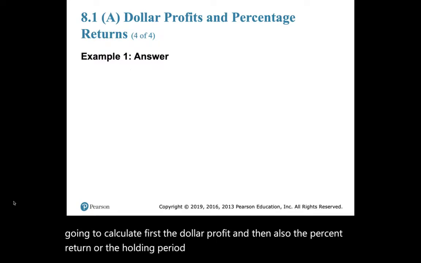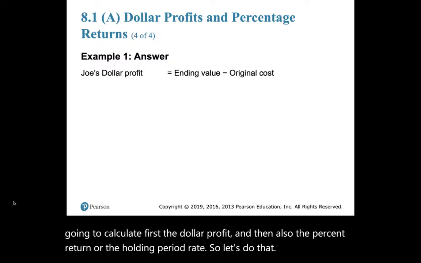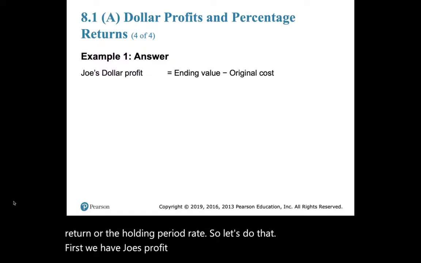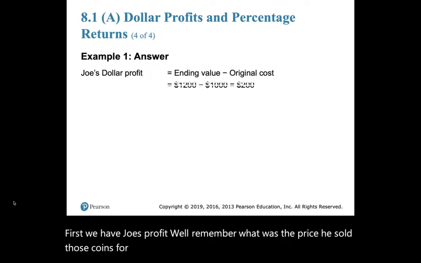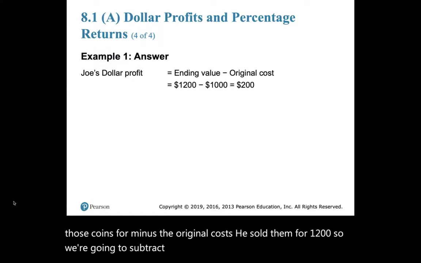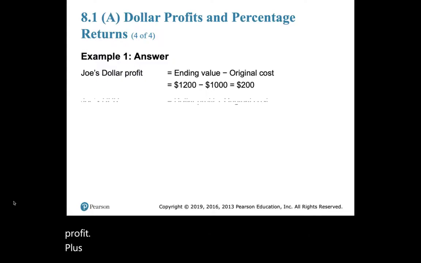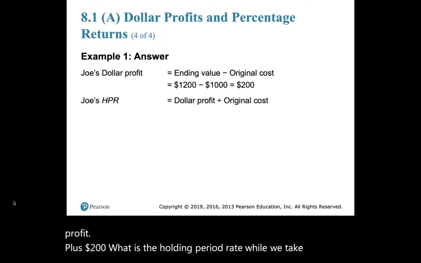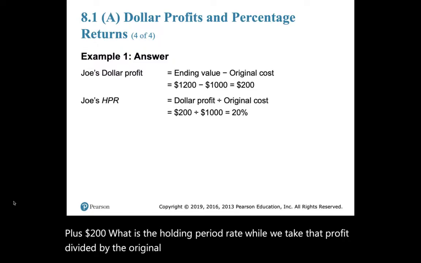So let's do that. First, we have Joe's profit. Well, remember, what was the price he sold those coins for minus the original cost? He sold them for $1,200. So we're going to subtract the original cost, which is $1,000. So his profit was $200. What is the holding period rate? Well, we take that profit divided by the original cost, and that's going to give us a rate of 20%.